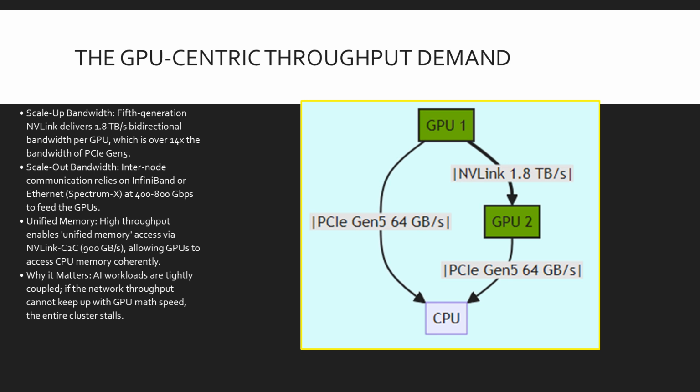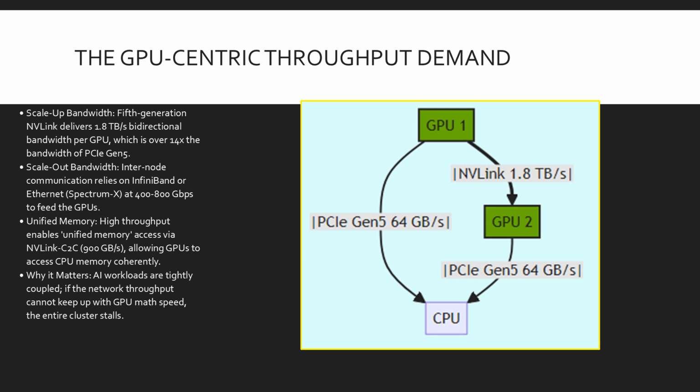We also need scale-out bandwidth to connect different servers. Here we use 400 or 800 gigabit InfiniBand or Ethernet. The critical takeaway is that AI workloads are tightly coupled. If one GPU is starved for data because throughput drops, the entire distributed training job pauses. High throughput is not just about speed, it is about keeping these massive processors fed to maintain synchronization.